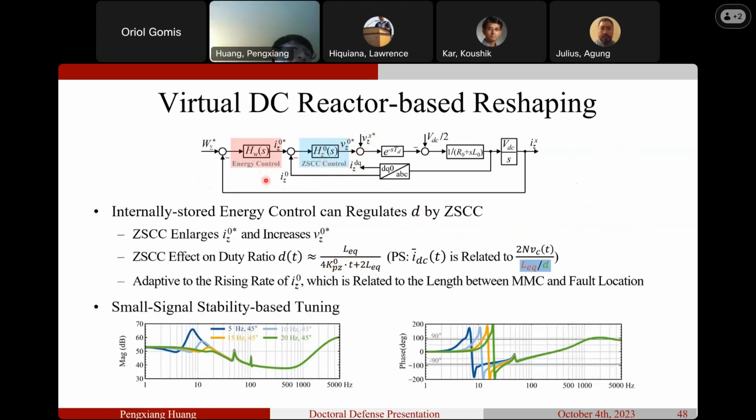Because the energy is related to the MMC submodules, when you have discharging of the submodule capacitor, you have an energy change, and then you will automatically activate this duty ratio modification. The design should consider small-signal stability based tuning.